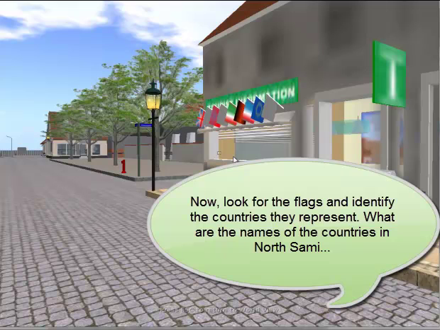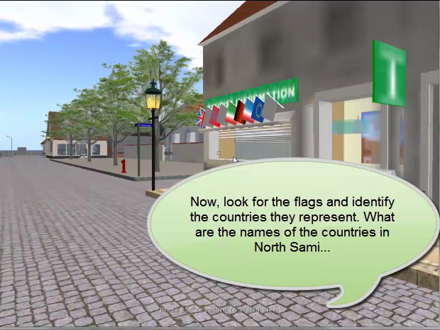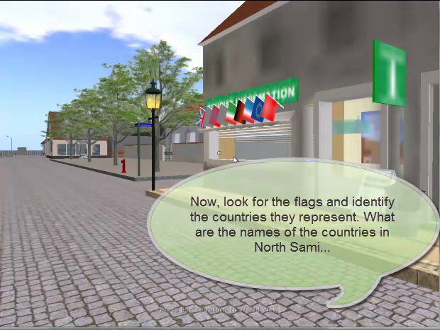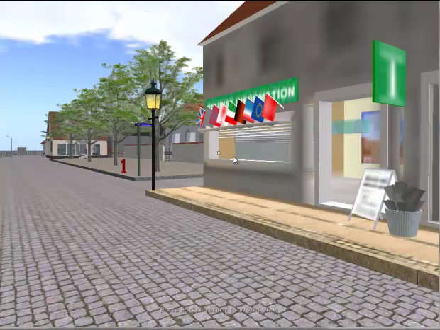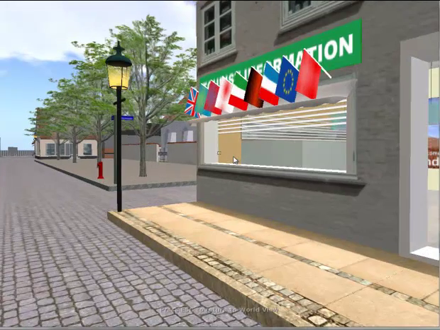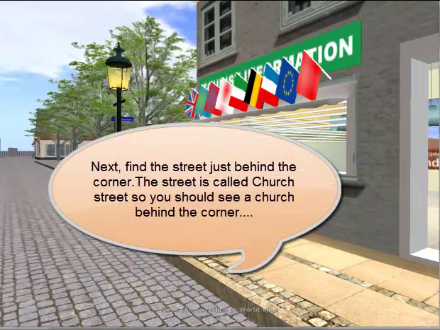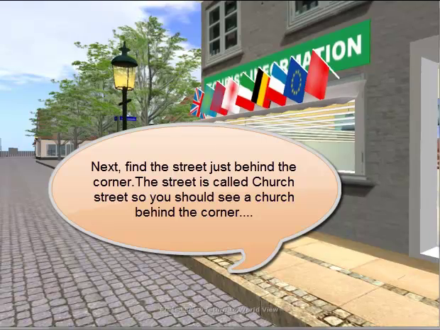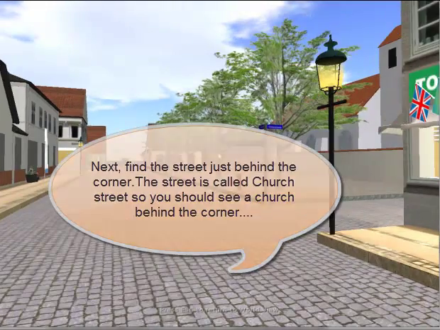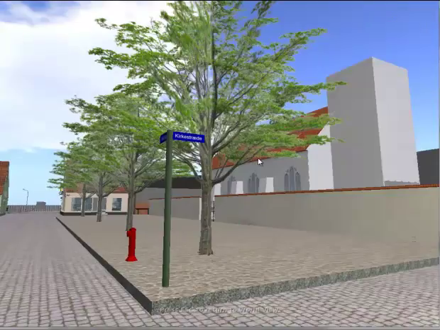Now look for the flags and identify the countries they represent. What are the names of the countries in North Sami? Next, find the street just behind the corner. The street is called Church Street, so you should see a church behind the corner.